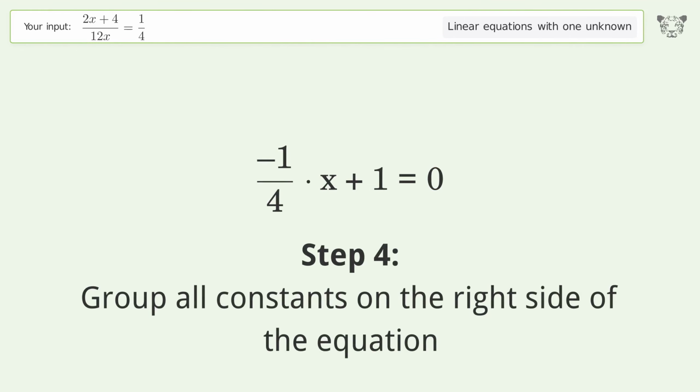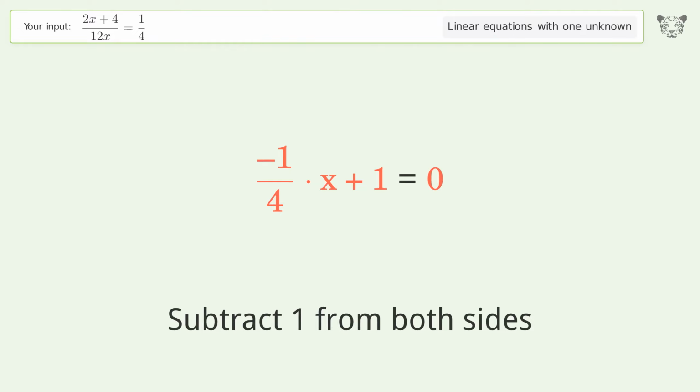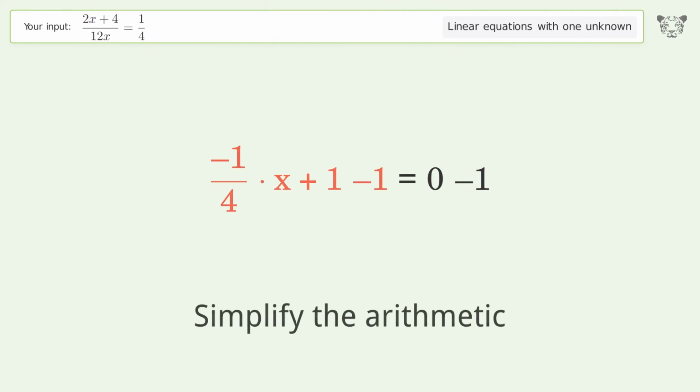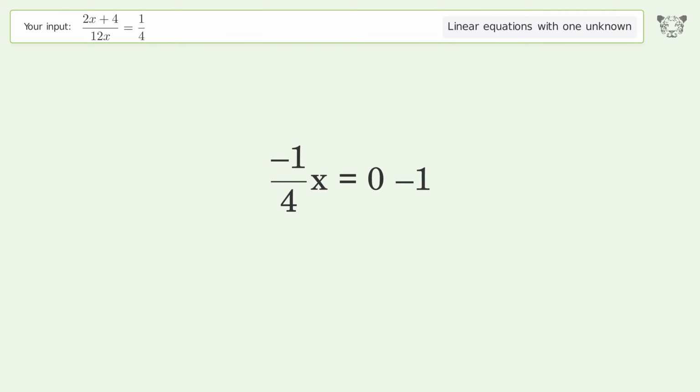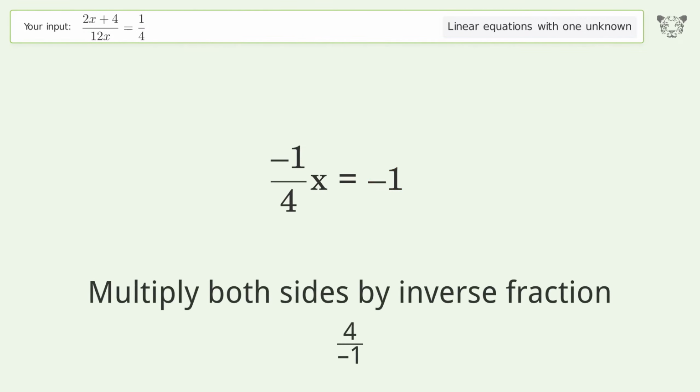Group all constants on the right side of the equation. Subtract 1 from both sides. Simplify the arithmetic. Isolate the x. Multiply both sides by inverse fraction 4 over -1.